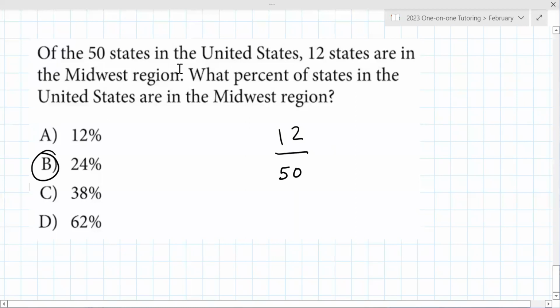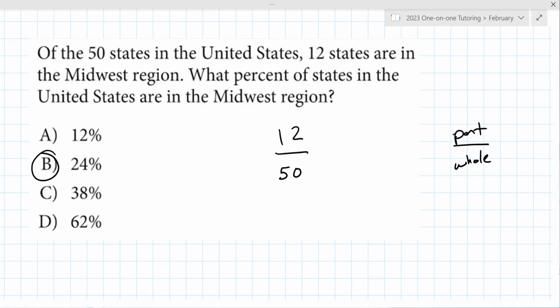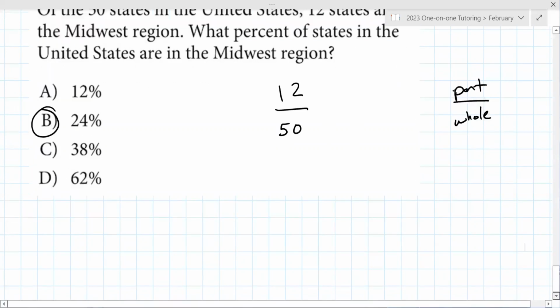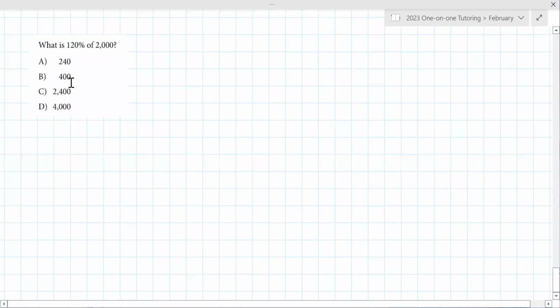What was hanging you up on your original look at the problem? I was doing 50 divided by 12. Okay. So you always want to think of percentages as part to whole, part to whole. But like the number you just got, and we talked about this earlier, it's not always just less than 100%. So here's another problem for you to think about.